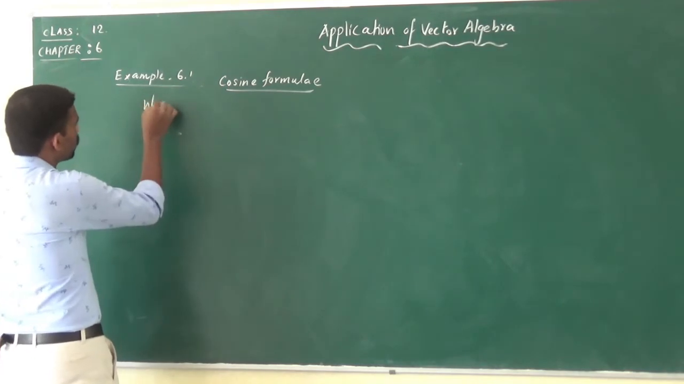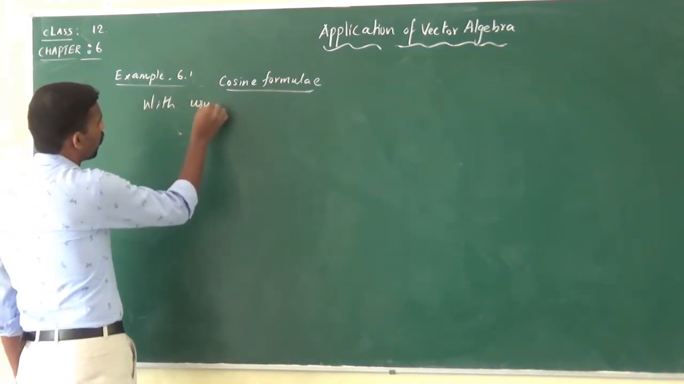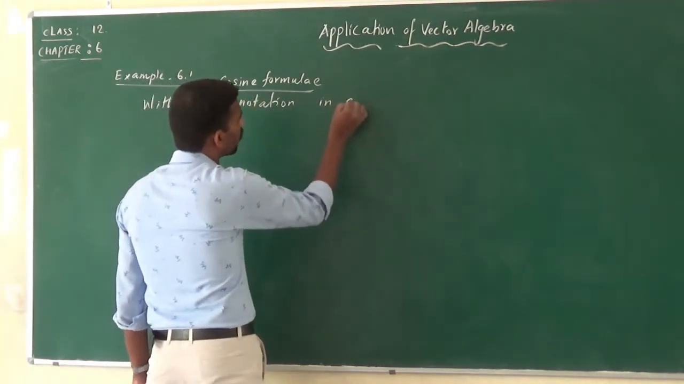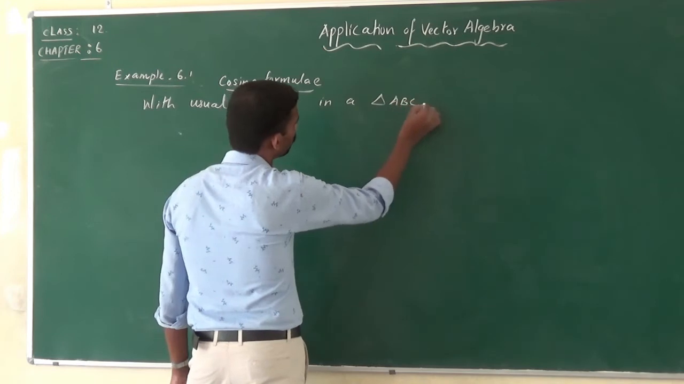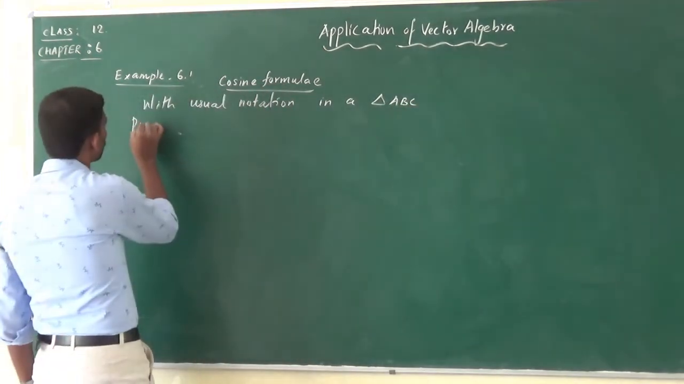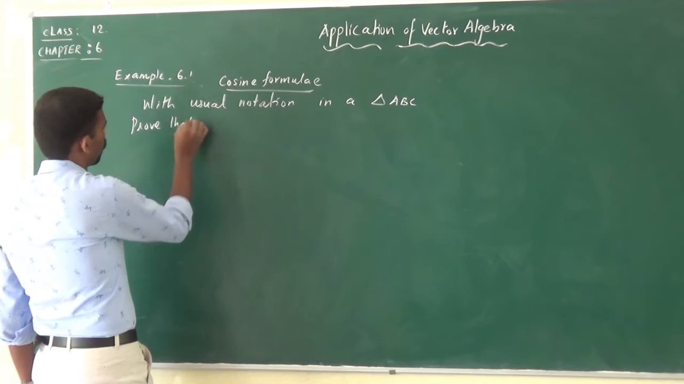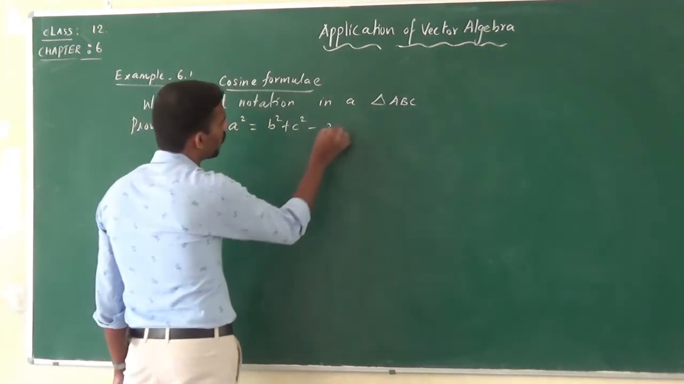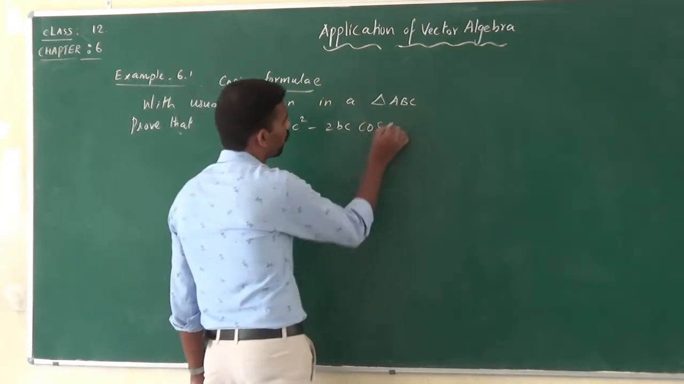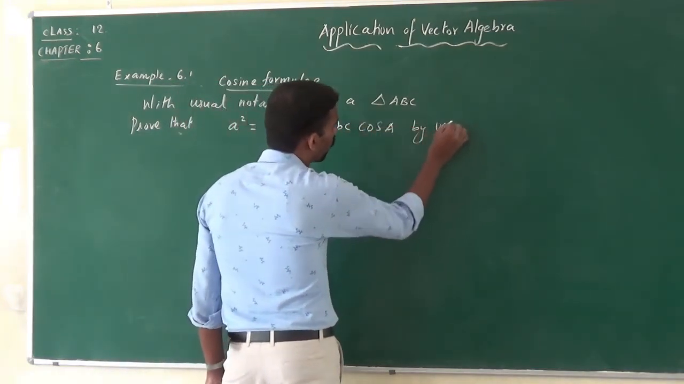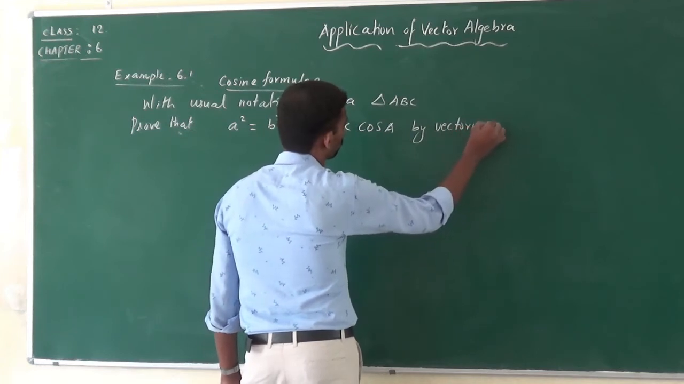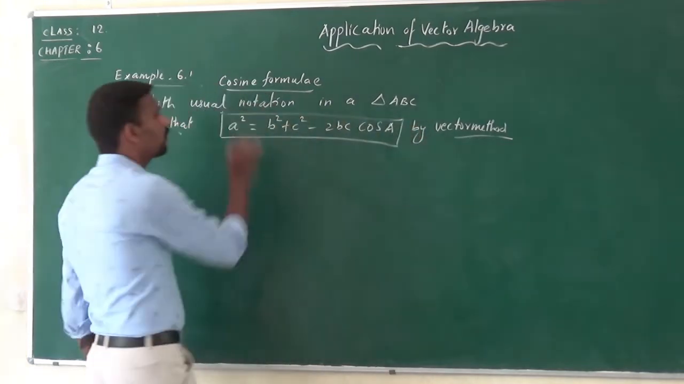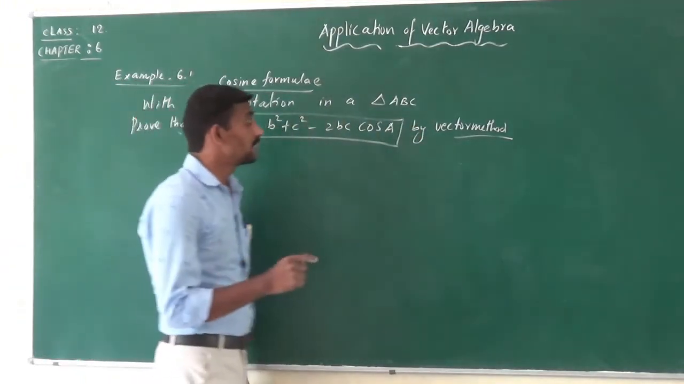With the usual notation, in a triangle ABC, prove that a square is equal to b square plus c square minus 2bc cos A by vector method. So a square is equal to b square plus c square minus 2bc cos A.